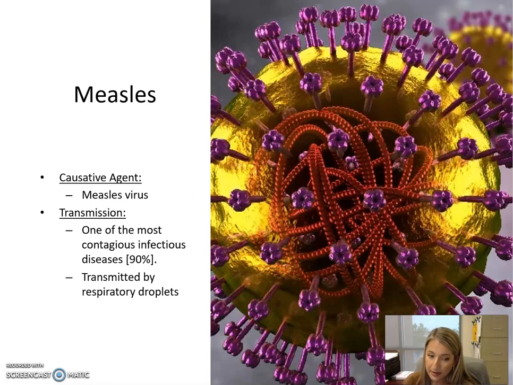But it is highly contagious. The reason why it's highly contagious is because it is transmitted through respiratory droplets. So if someone has measles, when they cough, sneeze, or speak, those mucus droplets will be released. Those mucus droplets will have thousands and thousands of copies of the measles virus within them. And if you inhale one of those droplets, you are obviously going to become exposed to the measles virus and potentially contract measles.